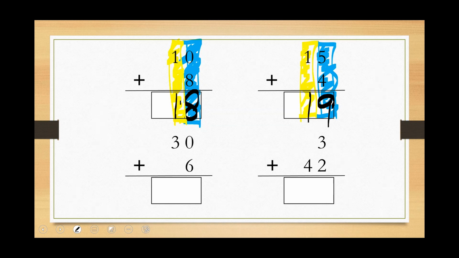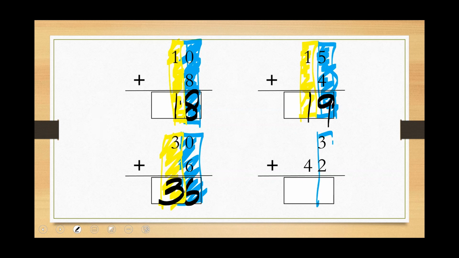Let's have a look at the third question. First of all, we need to go for the unit place. 0 plus 6 is 6. Then the tens place, 3 plus nothing is 3. So the answer is 36. Last question. Unit place, 3 plus 2 is 5. Tens place, nothing plus 4 is 4. So the answer is 45.